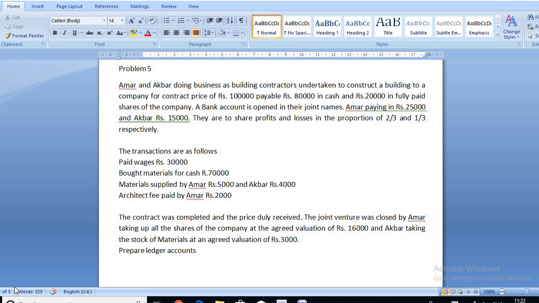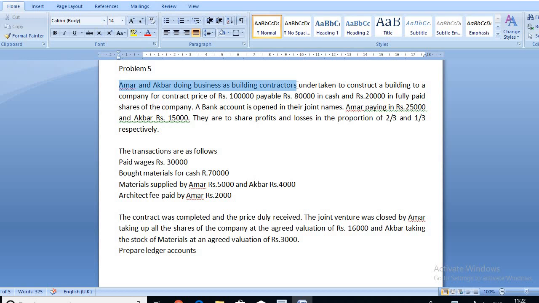Today I am going to explain problem number 3. This problem is an adjustment of shares taken over by a co-venturer. So first I will read out the problem. Amar and Akbar are doing business jointly as building contractors.